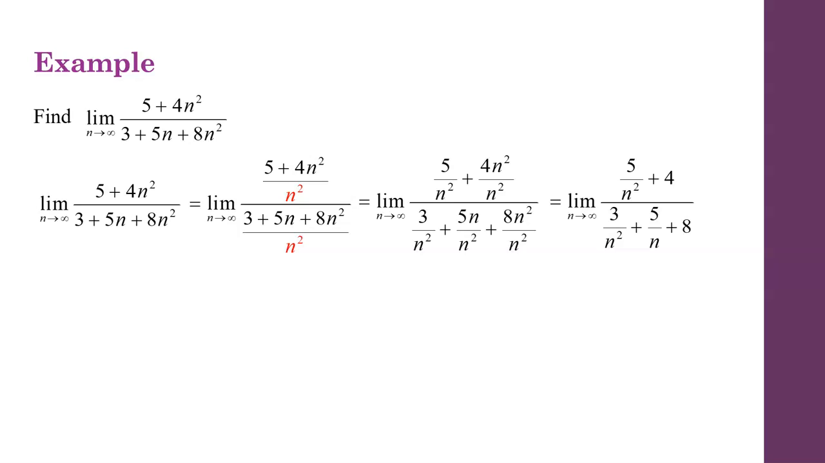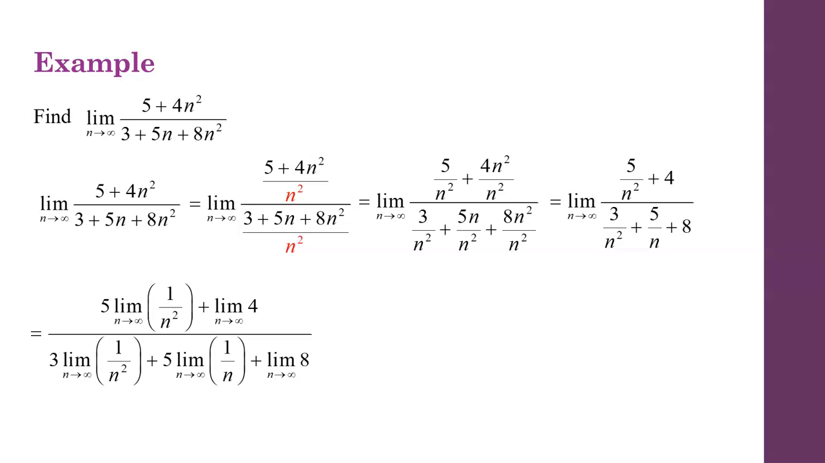Now applying some of the rules we just saw, I can write this as 5 times the limit of 1 over n squared as n goes to infinity. The constant 5 can be taken in front, and then I can take the sum on the top and write it as the sum of separate limits. So then I have a limit of 4 as n goes to infinity in the numerator. In the denominator, we have 3 times the limit of 1 over n squared as n goes to infinity, plus 5 times the limit of 1 over n as n goes to infinity, plus the limit of 8 as n goes to infinity.